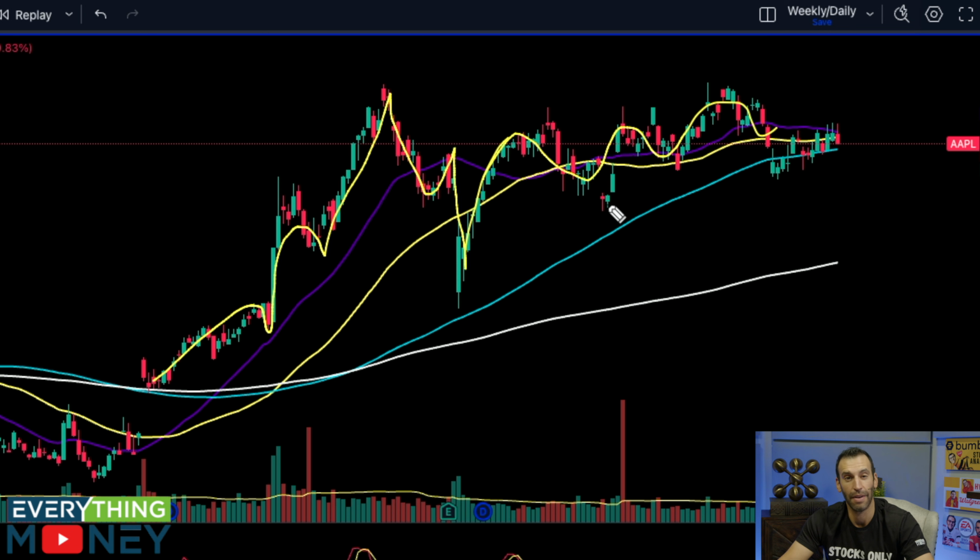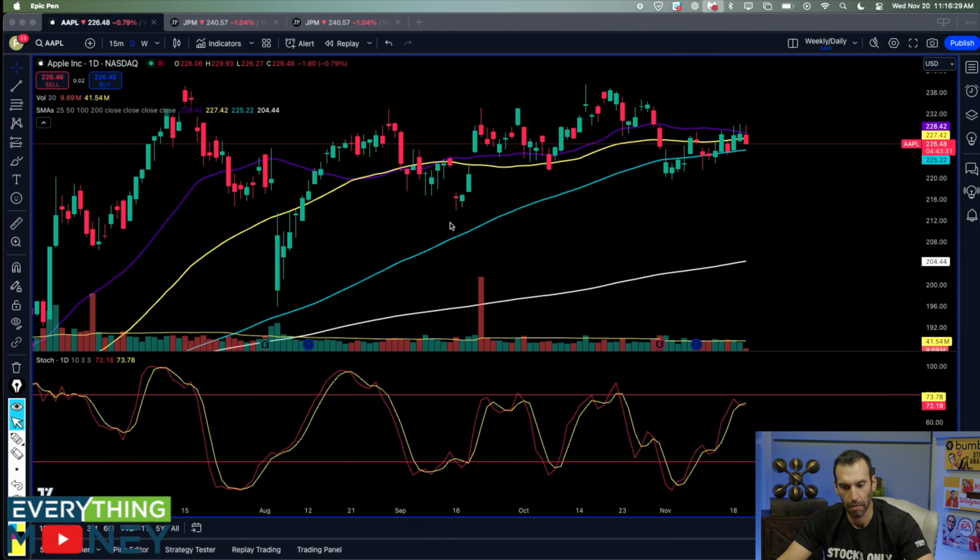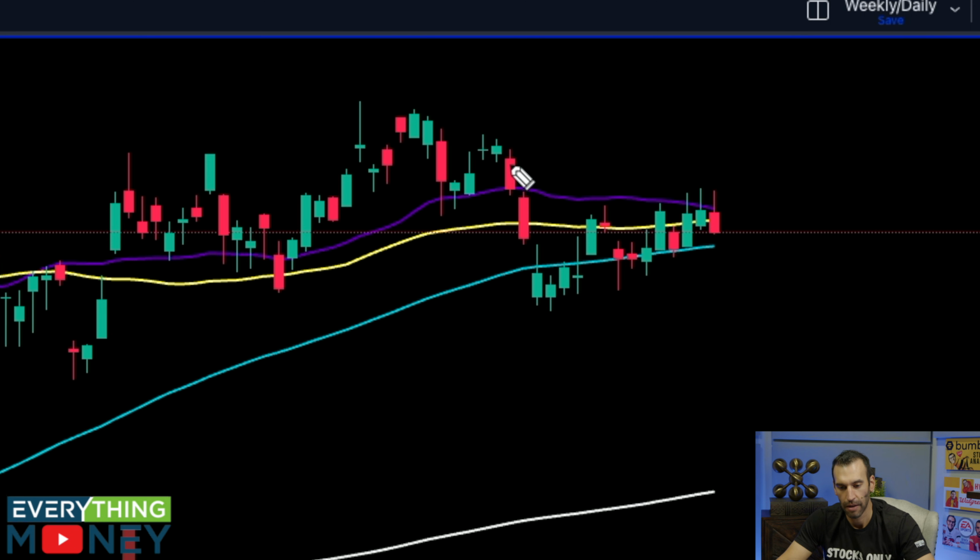Apple loves the 25-day moving average. Probably because it's a leader in the market, it's going to be hard-pressed to drop below the 25. But these are what you can use, and if we zoom in here, you can use these moving averages as resistance support lines. Drop through, you're going to get stopped by the 100.